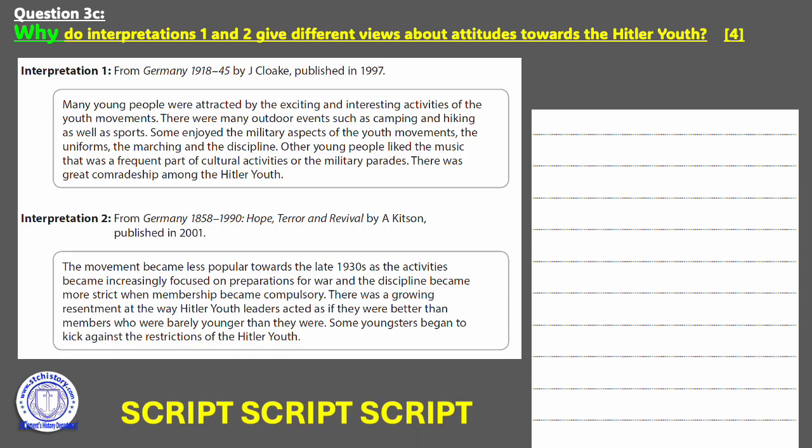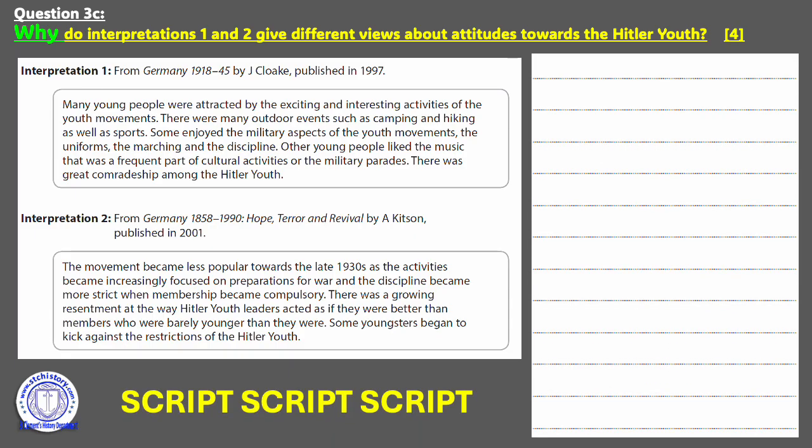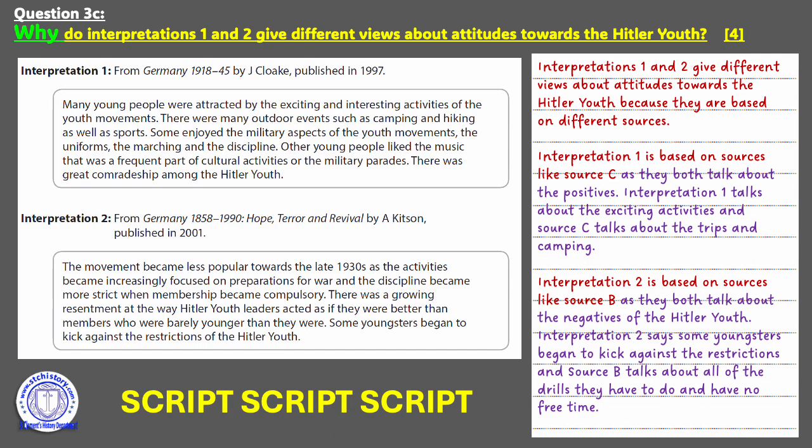Our script, as we know, is very, very simple for this one. They are different because they are based on different sources. So you'll say interpretations 1 and 2 give different views about the attitudes towards the Hitler Youth because they are based on different sources. Now we know that already because we've done the source question already. So it should be easy for you to match up the interpretations to the sources you've just looked at.